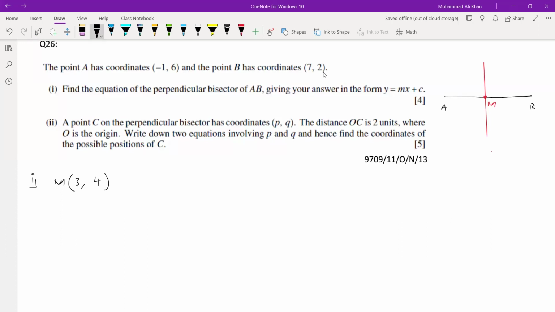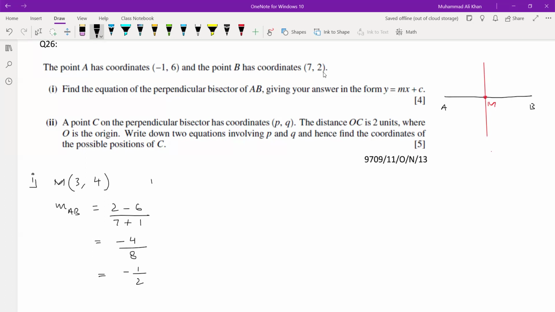Now, after that, we have to calculate the gradient of AB, and the gradient of AB will be y2 minus y1 over x2 minus x1, which is 2 minus 6 divided by 7 plus 1. What is 2 minus 6? Minus 4. 7 plus 1, 8. So it is minus 1 upon 2. The gradient of AB is minus 1 upon 2. Any confusion? Clear? That's great.